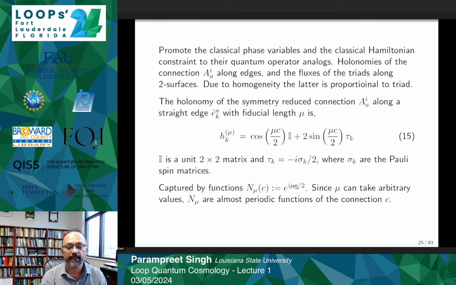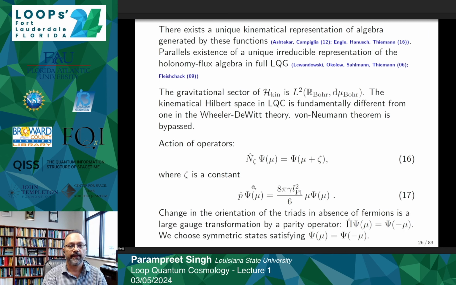Since this mu is an arbitrary function, it can take arbitrary values, this N mu is an almost periodic function of the connection c. And because of this, there exists a unique kinematical representation of the algebra generated by these functions, which was shown by Ashtekar and Campiglia, and Engle, Hanusch and Thiemann in 2016. And this is parallel to the unique irreducible representation of the holonomy-flux algebra in full loop quantum gravity shown by the LOST theorem and Fleischhack in 2009.